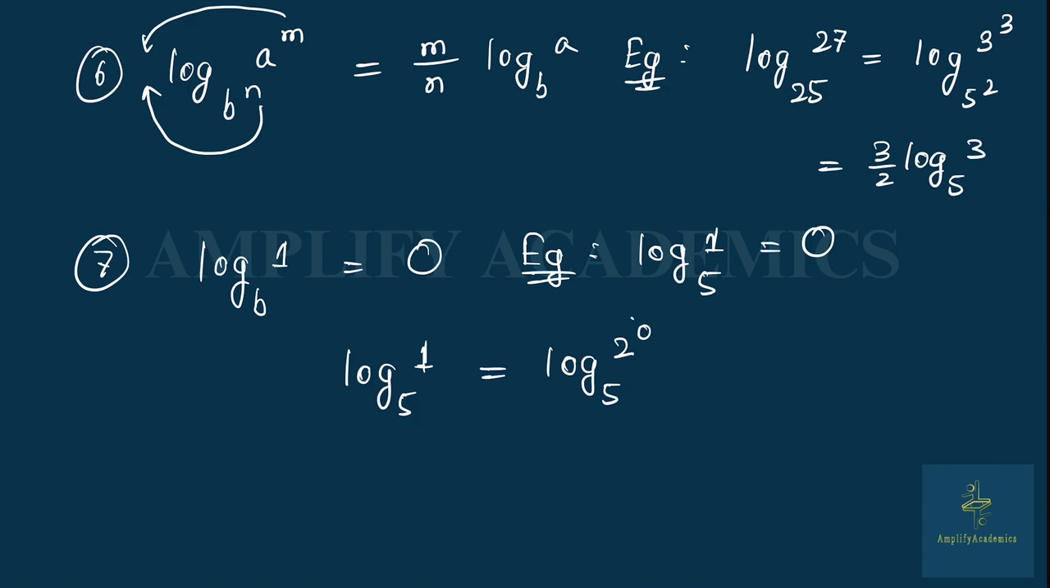So when you bring this 0 in front of log, you have 0 times log base 5, 2. So 0 times the log term is 0. Hence, the answer is 0. So that's how this property works. Number 8.